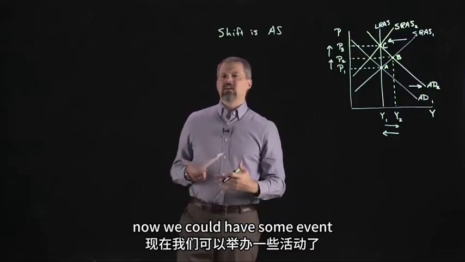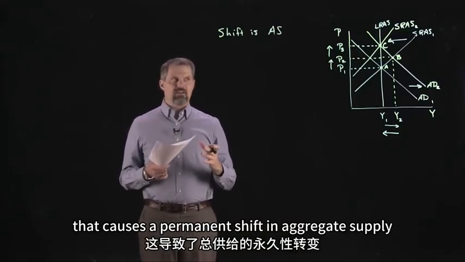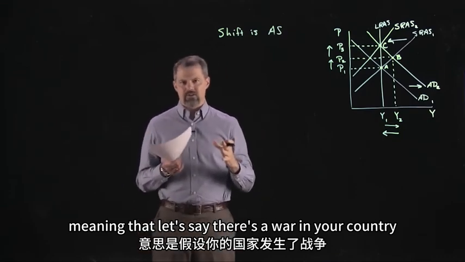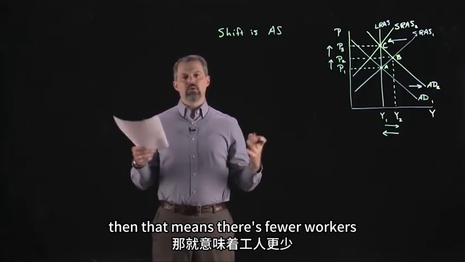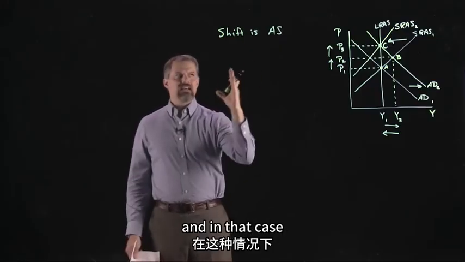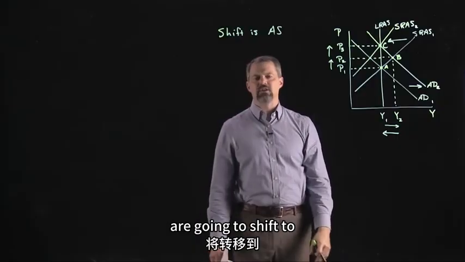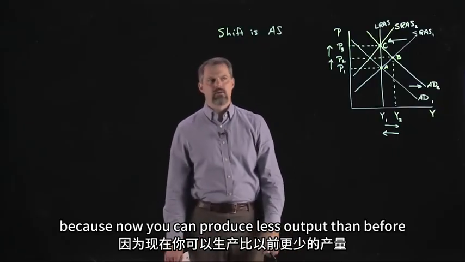Now we could have some event that causes a permanent shift in aggregate supply, meaning that let's say there's a war in your country and a lot of people get killed. Then that means there's fewer workers, and in that case, both your long-run aggregate supply and your short-run aggregate supply are going to shift to the left, because now you can produce less output than before.